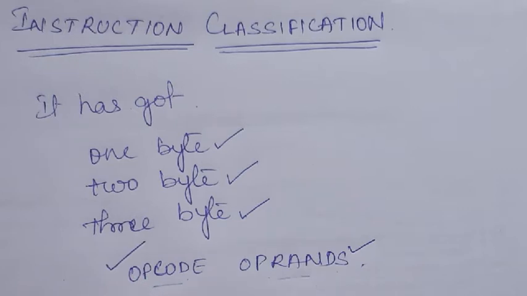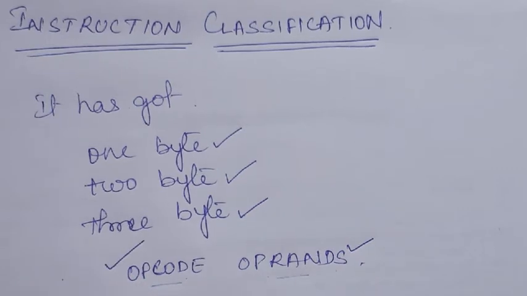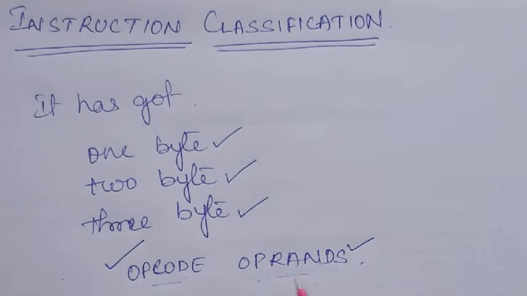The opcode specifies which operation is going to be performed. Like move, it is a transfer, moving the data from one register to another register or from memory to register. Add specifies that we are going to add using that instruction. Operands are the data on which the operation is to be performed. The data may be in registers, or you can specify the data immediately in the instruction itself, or you can get the data from memory.